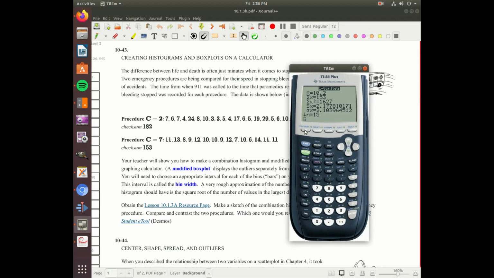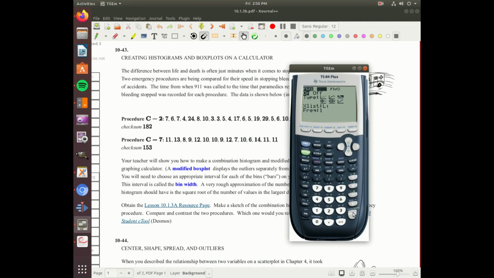So long story short, I'm going to go up into my plots, and I'm going to do two plots. So I'm going to turn on the first plot. And the first thing I'm going to do is choose different kinds of plots. So I can choose a histogram. And that is one of the plots that I want, is a histogram. I'm going to hit enter, and it says L1. That's great.